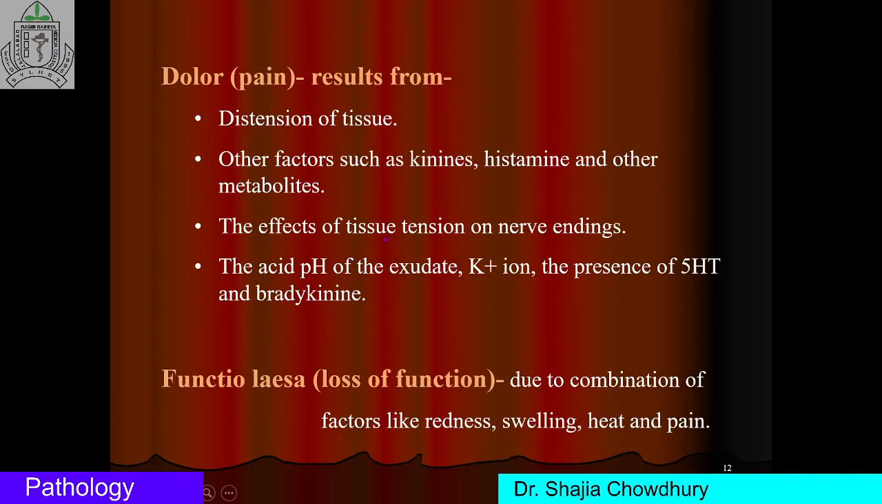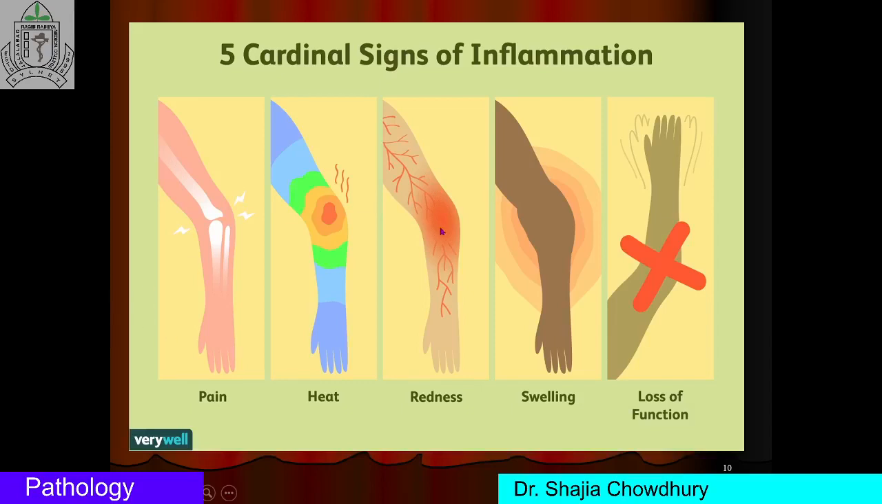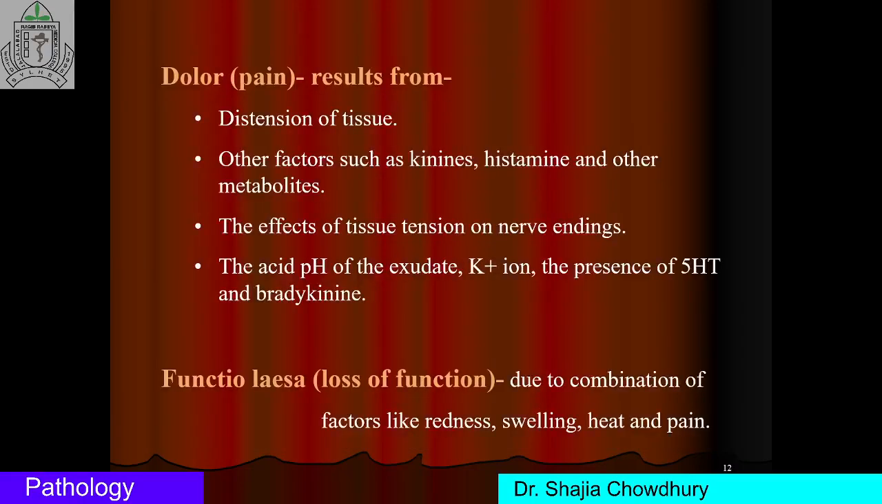The combination of rubor, tumor, calor, and dolor causes loss of function, due to the combination of redness, swelling, heat, and pain, or functio laesa. So what are the cardinal signs? Rubor, redness; tumor, swelling; calor, heat; and dolor, pain. The combination of rubor, tumor, calor, and dolor causes loss of function. These are the cardinal signs of inflammation.